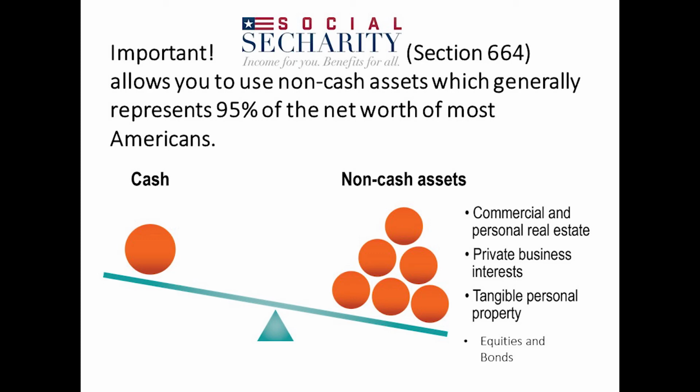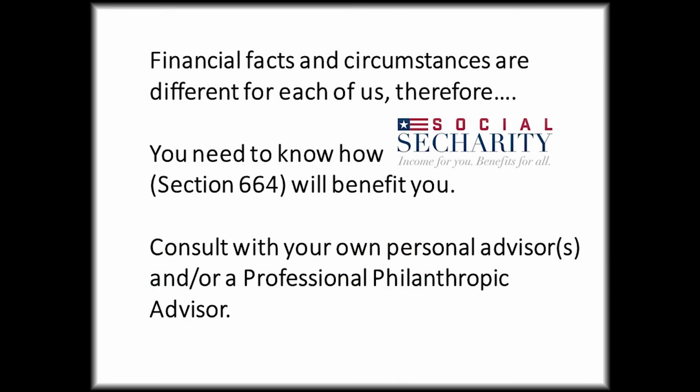Equities and bonds are fairly straightforward because you can see what the values are by looking in the Wall Street Journal. But commercial and personal real estate, private business interests, and tangible personal property are a little more complex, and so they require a bona fide tax appraisal in order to be able to use them in Social SeCHARITY devices. But your financial facts and circumstances drive the planning that's done, and it's different for each of us. Therefore, you really need to know how Social SeCHARITY or Section 664 will benefit you.